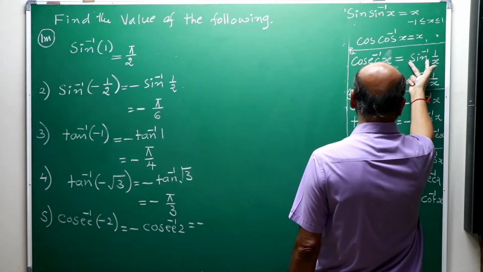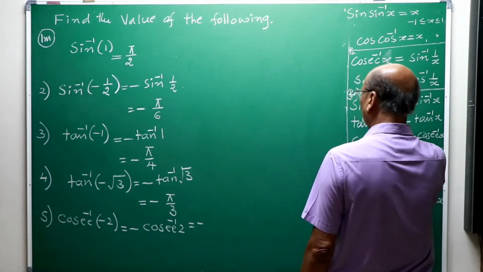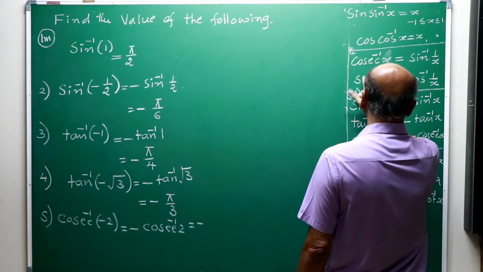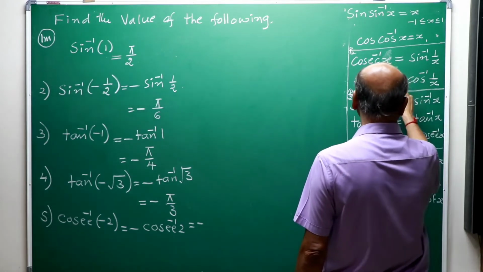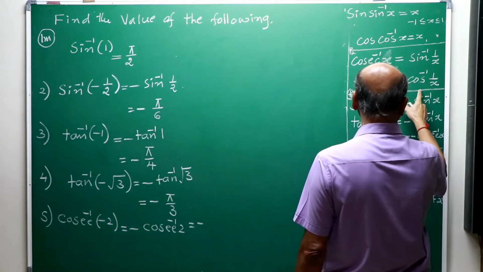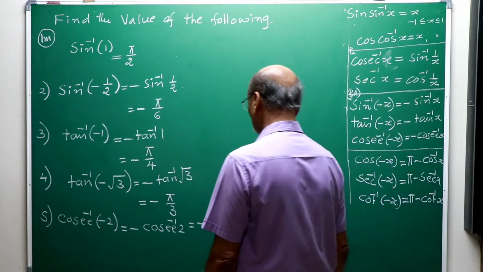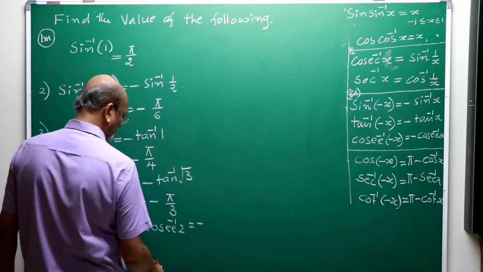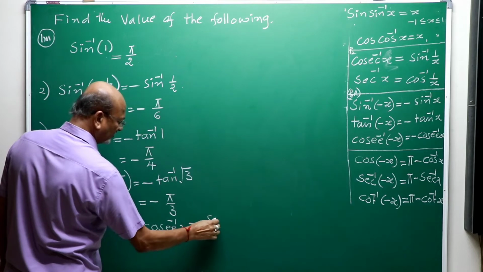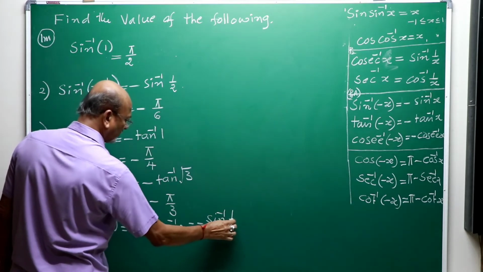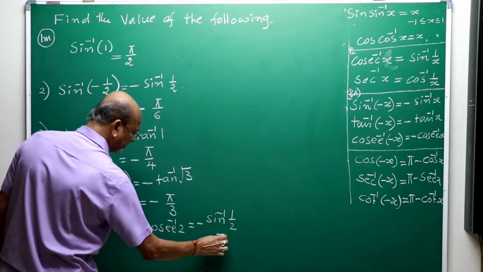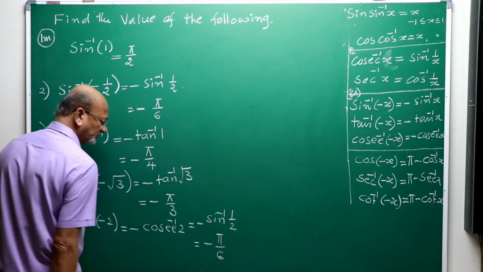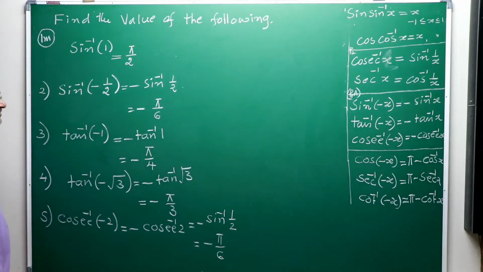Sine inverse 1 by x. Now I use this property when it comes with what? Cosec inverse, sec inverse, cot inverse. We convert them: cosec in terms of sine inverse, sec inverse in terms of cos inverse, cot inverse in terms of tan inverse. Yes, my friend, minus, what is it? This is minus sine inverse 1 by 2. Sine inverse 1 by 2 is 30 degrees, in terms of radians, pi by 6.